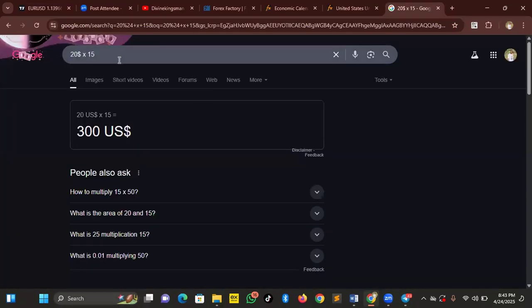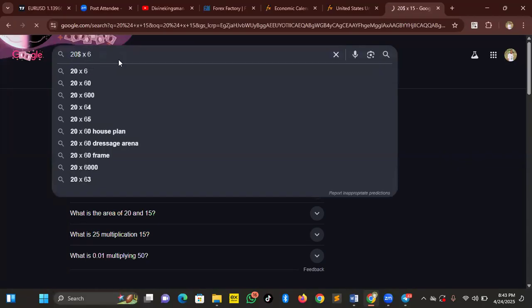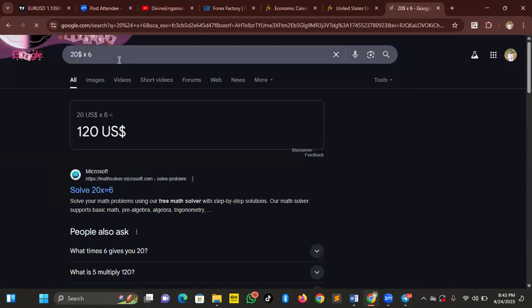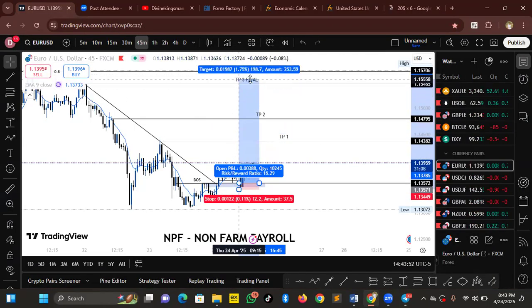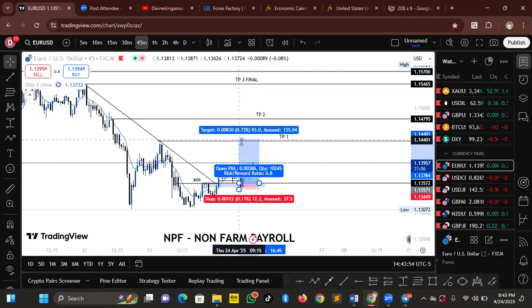So let's say $20 times 6, right? Times 6, you can see this is $120. I'm still in profit, guys. This is not me taking it all the way up here, right? This is not me making like 15. This is just me making like 6 times the amount, right?